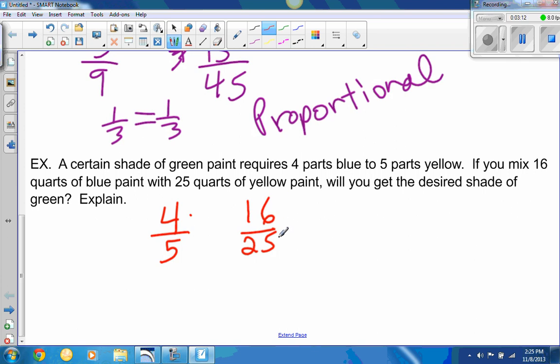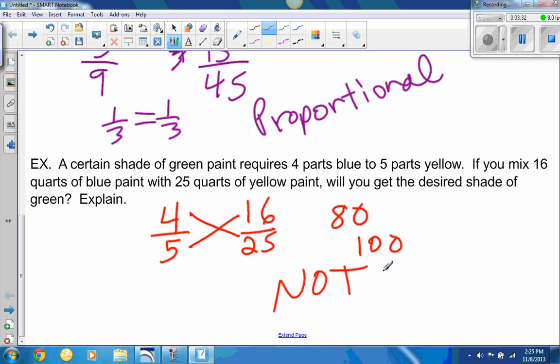Can this reduce? No. So then you can already tell they're not. If you can't tell by looking at it, then cross multiply. 16 times 5 is 80. 4 times 25 is 100. Are those two things equal? No. So it is not proportional.